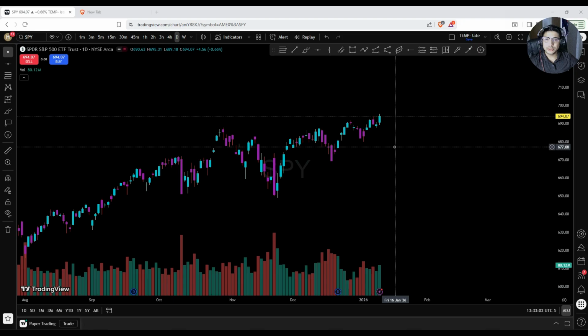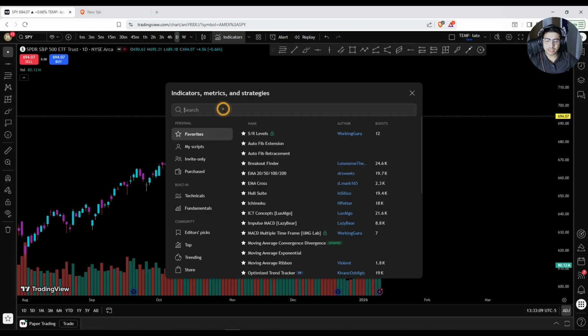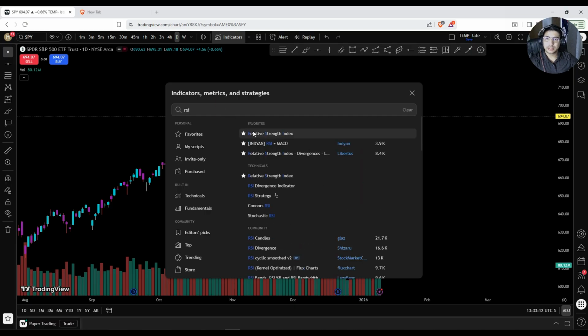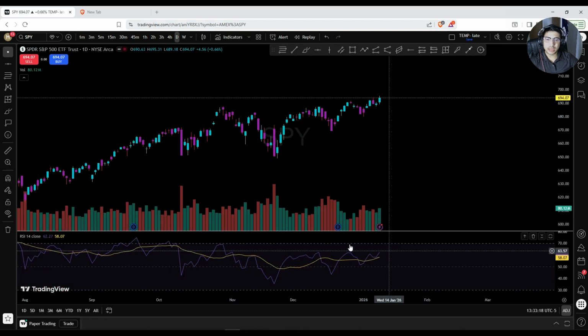Welcome back. Here I have the S&P 500 daily chart, and I'm going to go to the indicators and type RSI, and you're going to find Relative Strength Index. RSI stands for Relative Strength Index. Just click on that, and you're going to have the indicator open at the bottom of your chart.